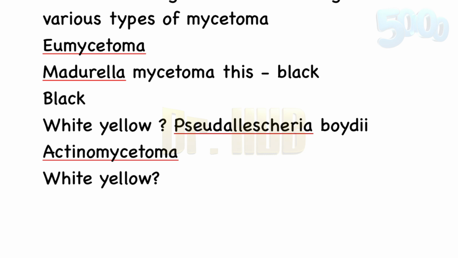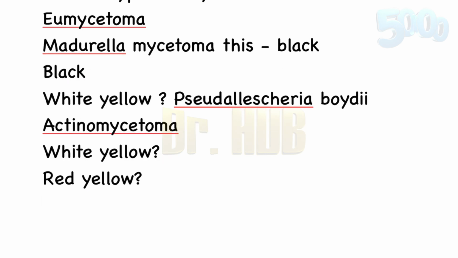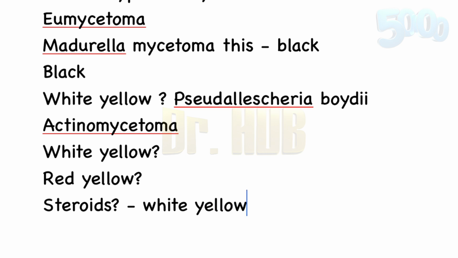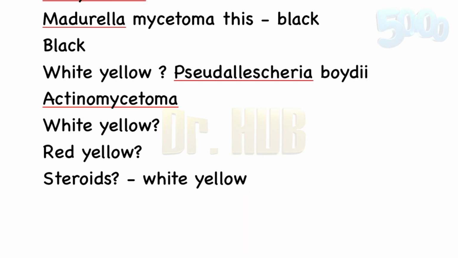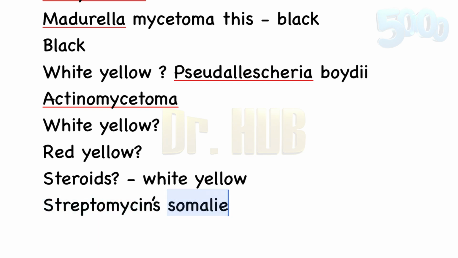Then the A. pelletieri, this is red yellow. So what is red yellow? A. pelletieri. Then Nocardia asteroides. So Nocardia asteroides, it is white yellow in color. Then Streptomyces somaliensis is again yellow. So Streptomyces somaliensis, this is nothing but yellow in color.